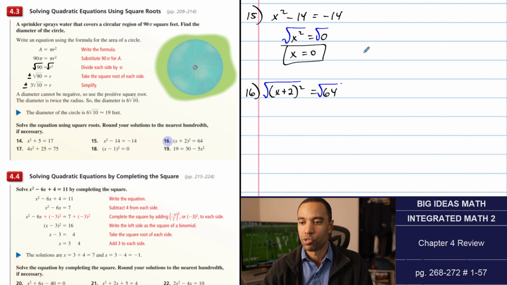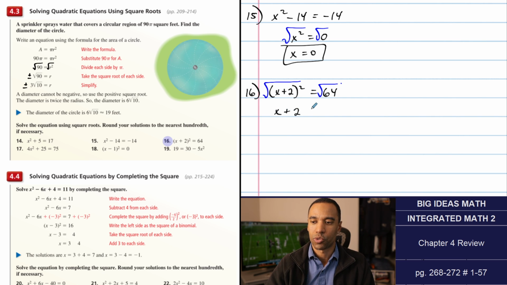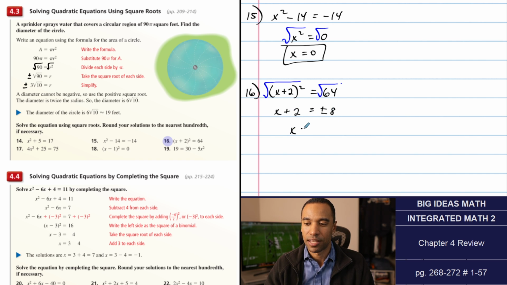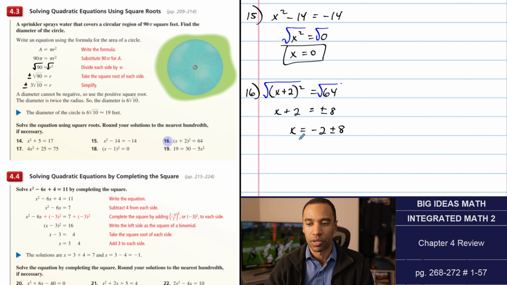The square root of (x + 2) squared is x + 2, and on this side you have the plus or minus, and the square root of 64 is 8. If I subtract 2 from both sides, I'll get x equals negative 2 plus or minus 8, and I want to actually compute those two things.